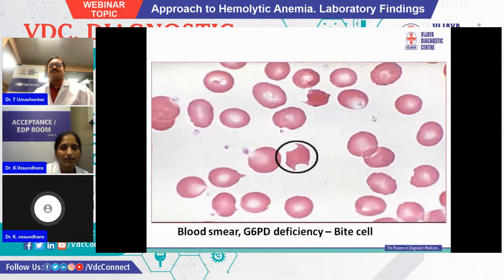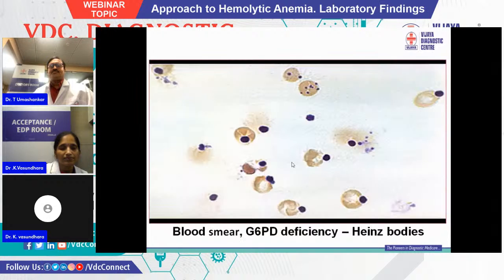These are the bite cells, because the inclusions are plucked out by the splenic macrophages, causing fragmentation and leading to the formation of bite cells. So this is a supravital stain, and you can see the denatured globin in the RBCs.